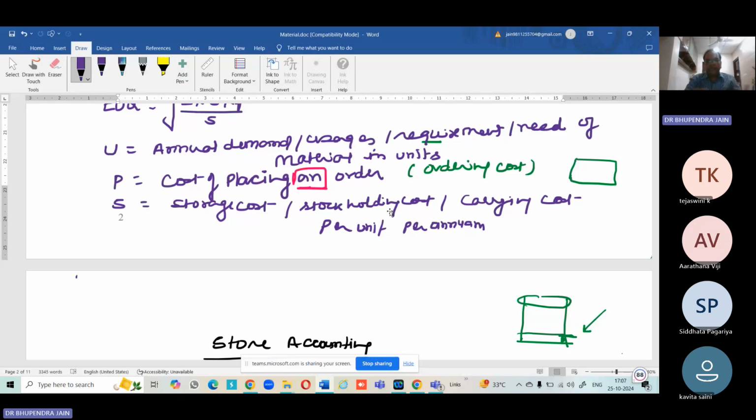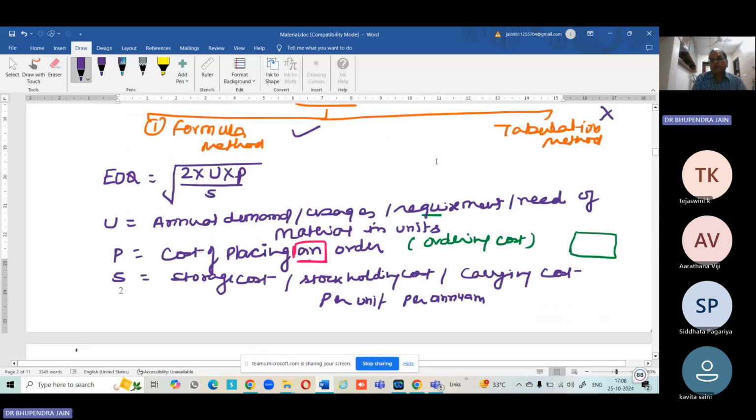It is the expenditure incurred to manage the store where raw material is kept. So we have to pay the rent, the salary of the persons who manage the store, the storekeeper or other staff, and the chemicals used for the purpose of storage. So different types of material may have different types of expenditure for carrying cost, stock holding cost, or storage cost. This is called storage cost, stock holding cost, or carrying cost per unit and per annum. So this is the formula to calculate economic order quantity.